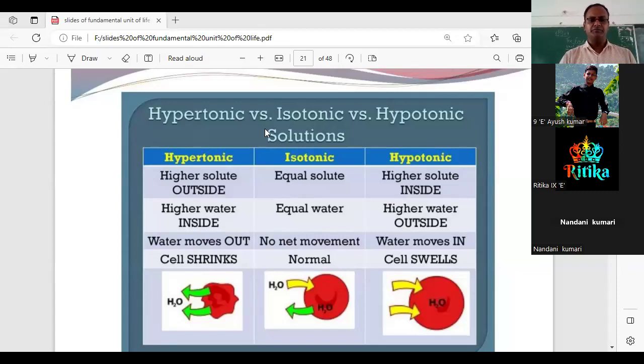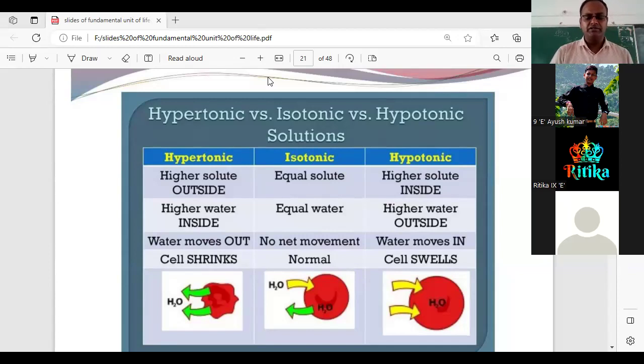Bharti, unmute yourself. Unmute yourself, Bharti. I think she got disconnected. Okay, no problem. Shubhali, yes sir. Shubhali, differentiate between the three solutions.